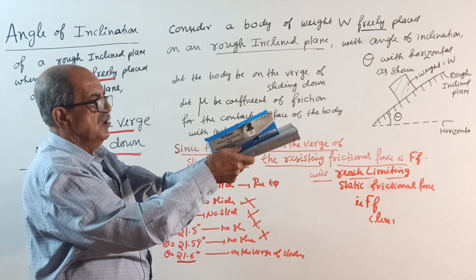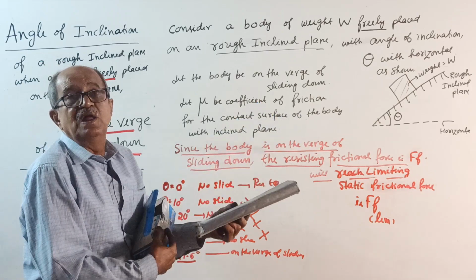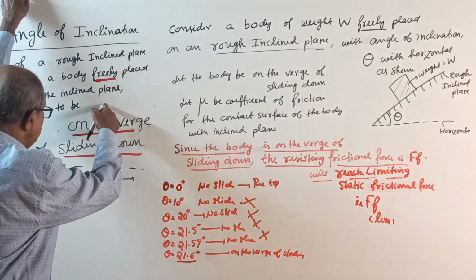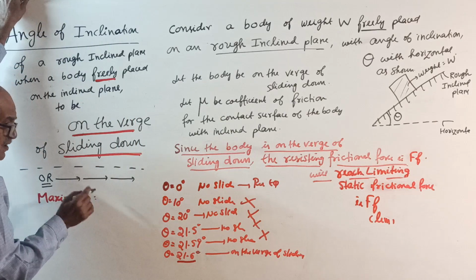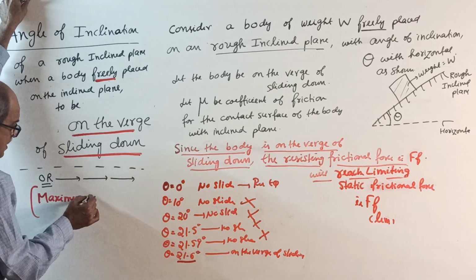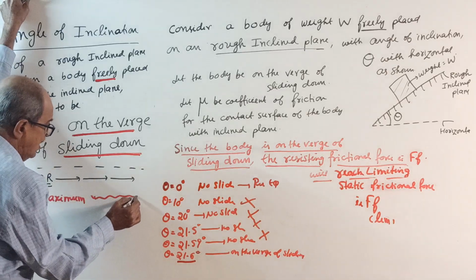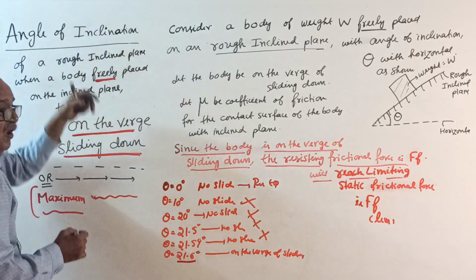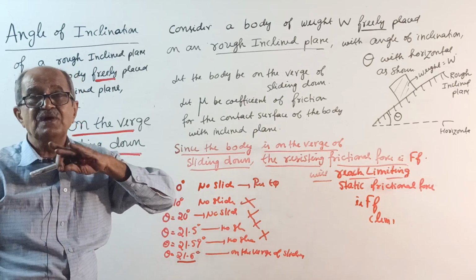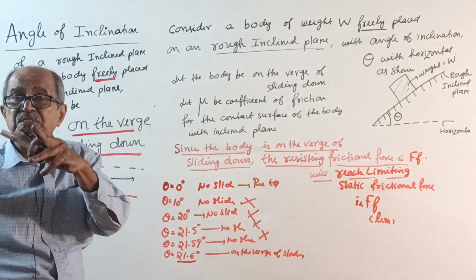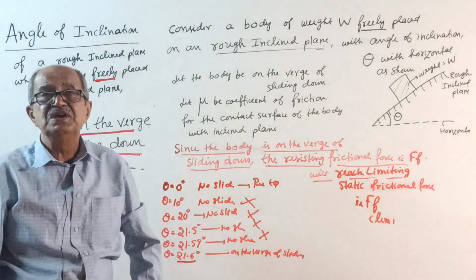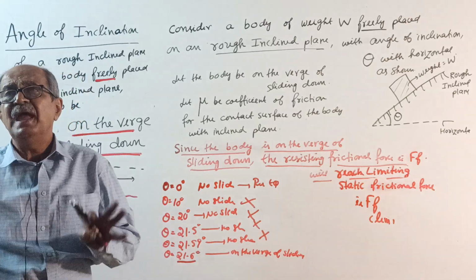See, it is moving now. Increase it, it will slide down. Some people call this the maximum. I will dictate now, you should write it: maximum angle of inclination of the rough inclined plane with horizontal, up to which the body will be at rest.